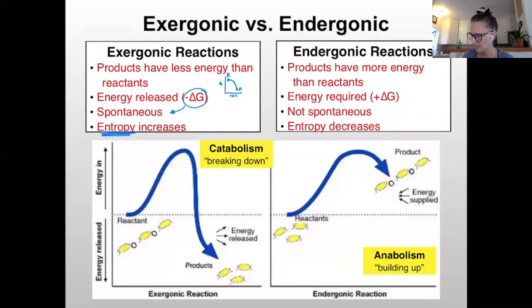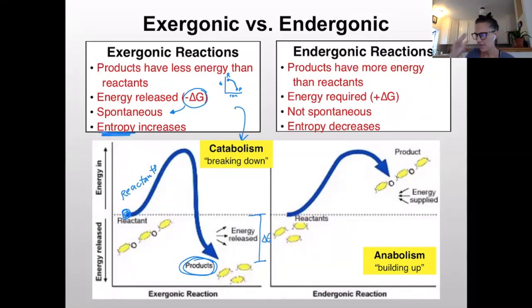So if we just look at this picture down here, in our exergonic reaction, we are looking at reactants starting here. So these are the reactants. Here we have our products. We can see that the negative delta G is represented right there, negative delta G.